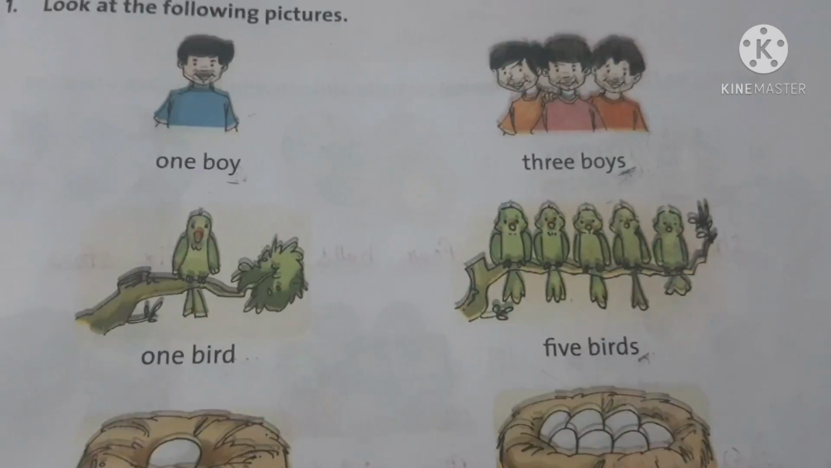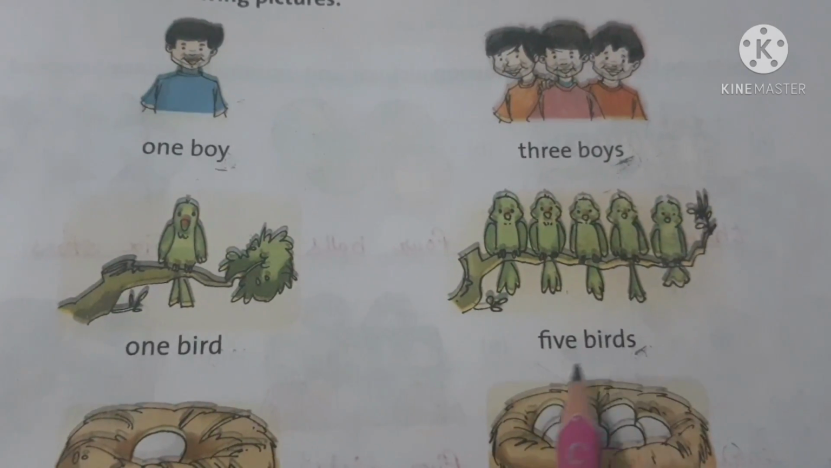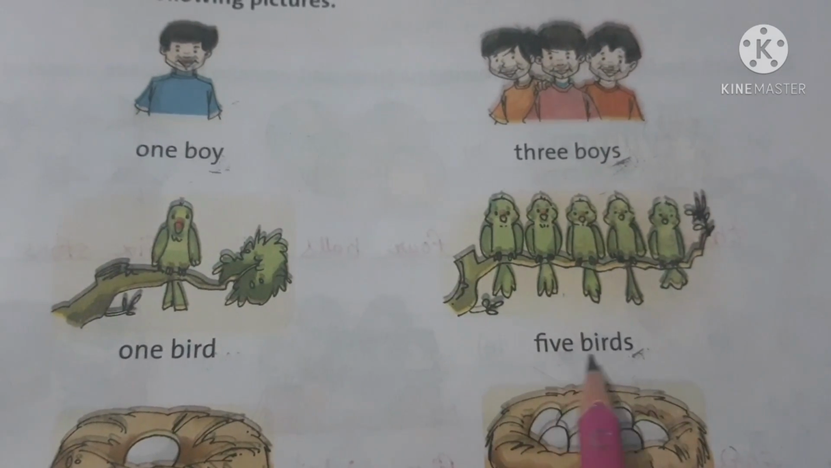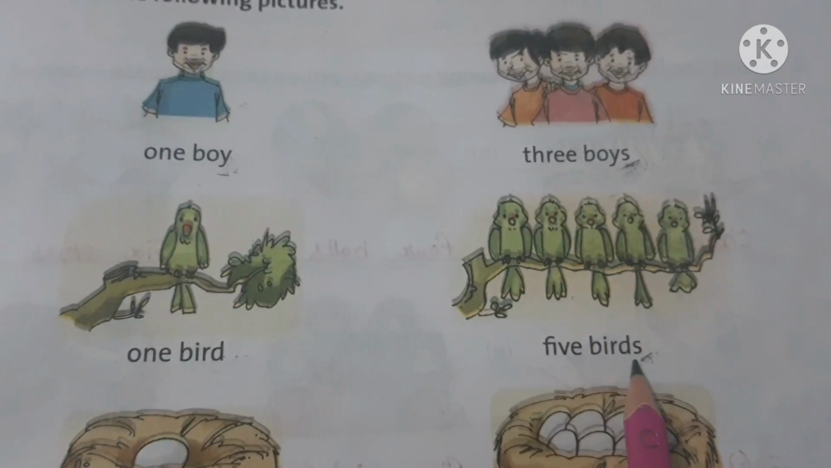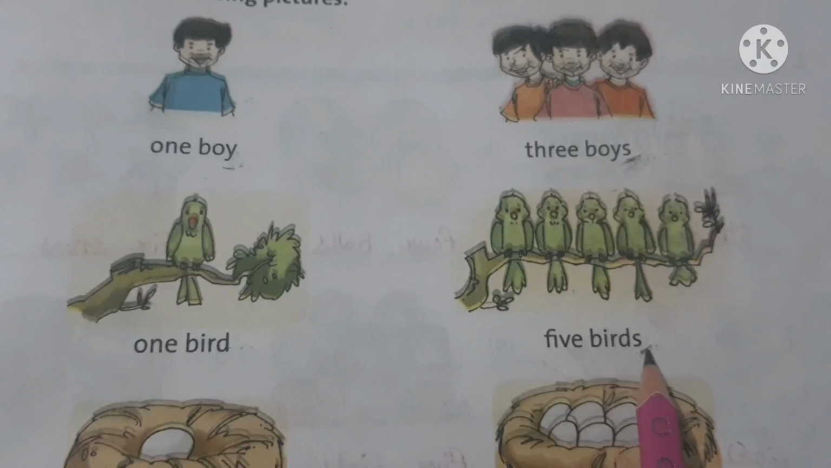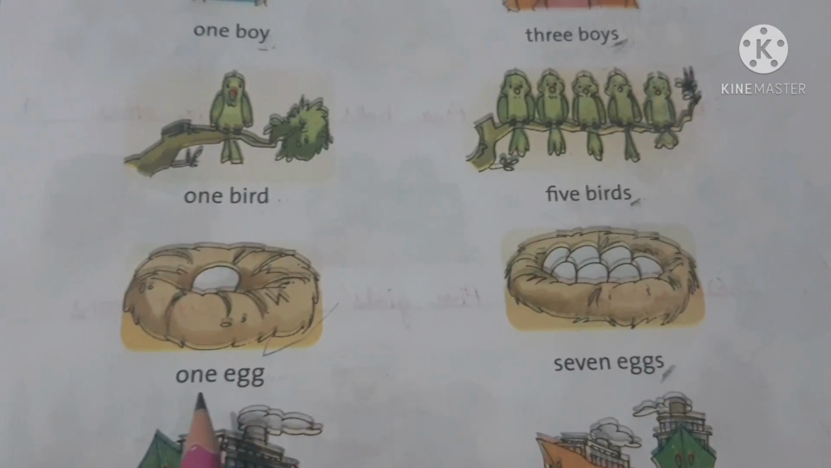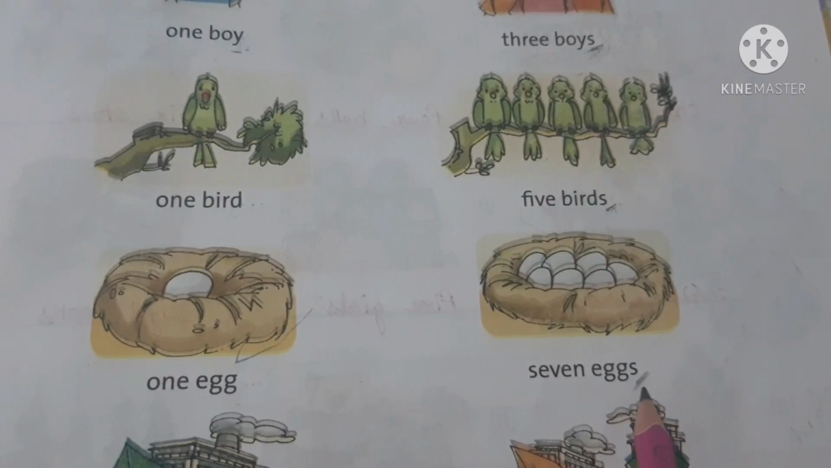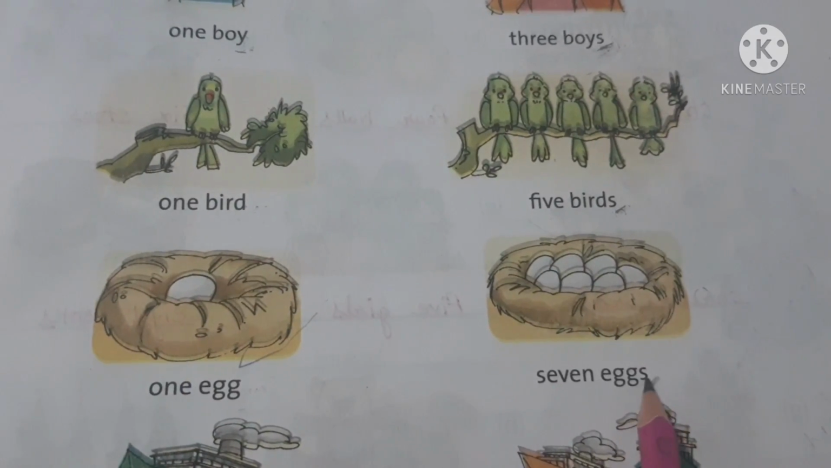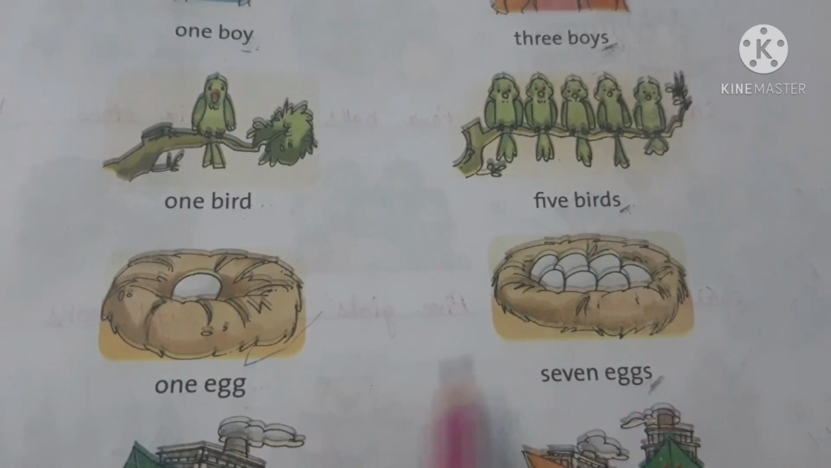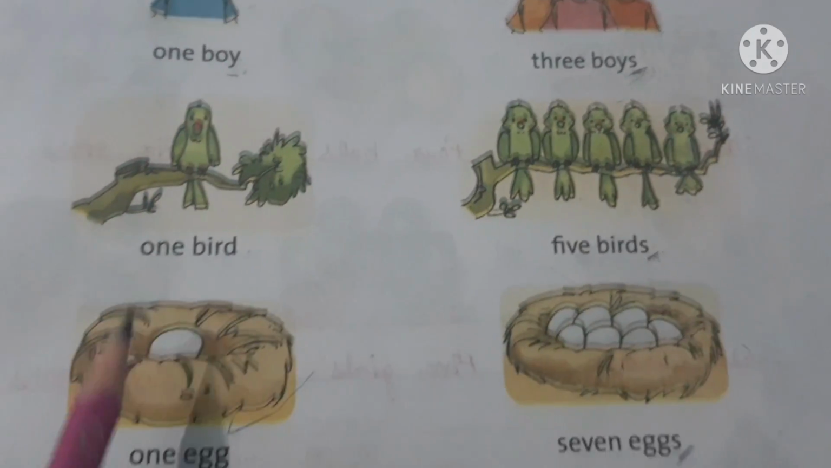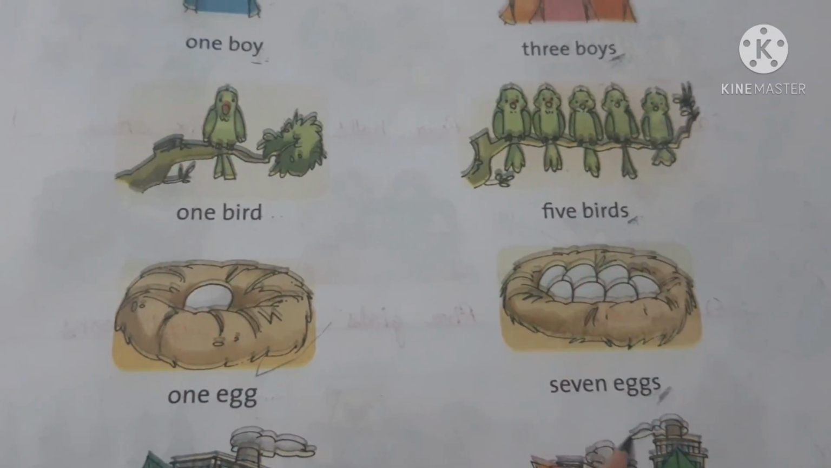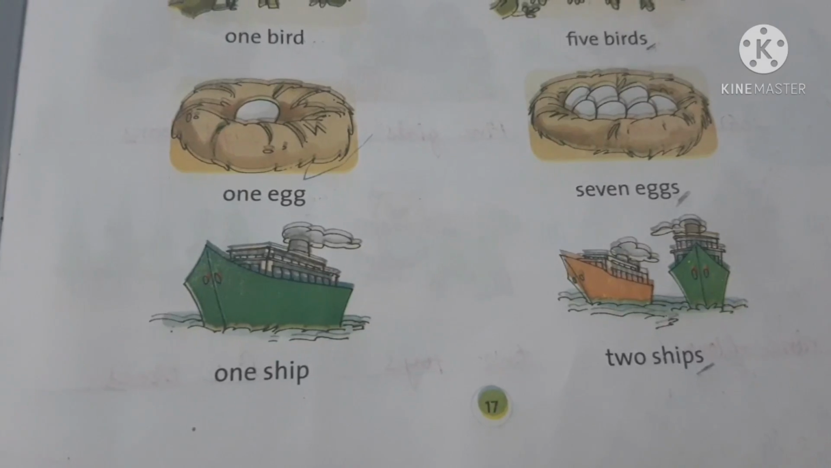Like see here, one bird, and when we have more than one, we will say 5 birds, right? So here simply we have added s in the end. Now likewise we have one egg. When we have more than one, then we will say 7 eggs. Again simply we have added s in the end. और आप ध्यान से देखिए, boy, bird, egg, all these are naming words. Now let's see the next one.